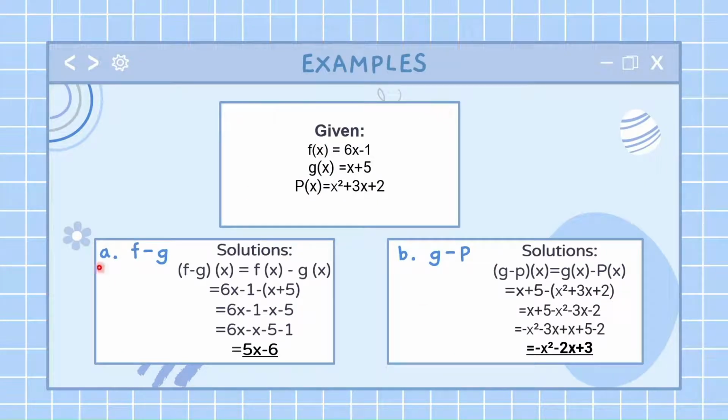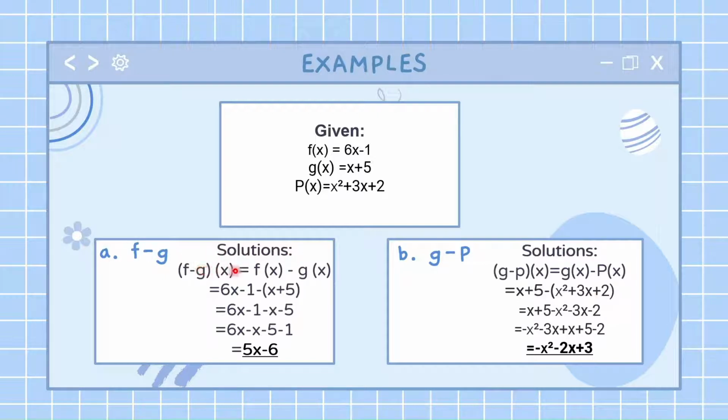Here we have examples A and B. We also have here the given. f of x is equal to 6x minus 1, g of x is equal to x plus 5, and p of x is equal to x squared plus 3x plus 2. So first, let us start with example A. We have here f minus g. So we have here the solution.